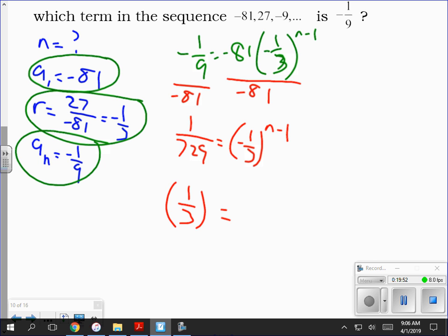Now, I know that 9 is 3 squared. 81 is 3 to the 4th. So I'm guessing 3 to the 6th will give me my 729. So I'm going to try 3 to the 6th power. And guess what? 3 to the 6th power is 729. So 1/3 to the 6th power is 1/729, equals negative 1/3 to the n minus 1 power. You don't have to worry about the negatives. They will take care of themselves at this point.